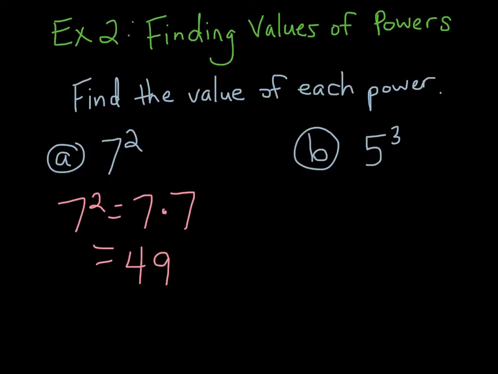You want to make sure that you're careful. A lot of people make the mistake of accidentally multiplying 7 times 2. So if you accidentally come up with 14, then you probably multiplied your base by the exponent instead of multiplying your base by itself 2 times.